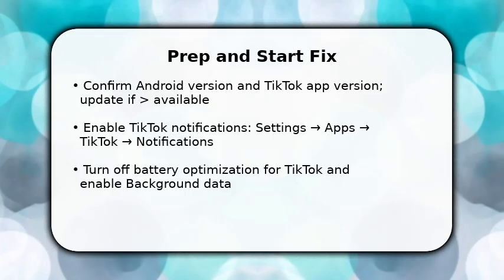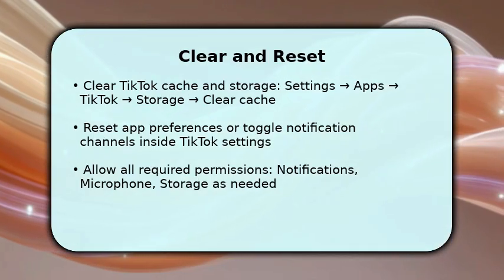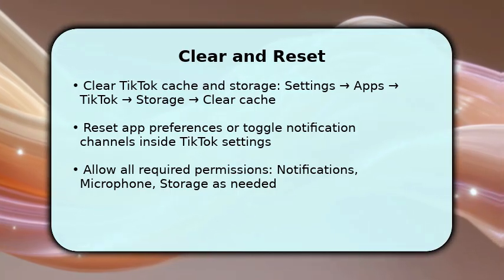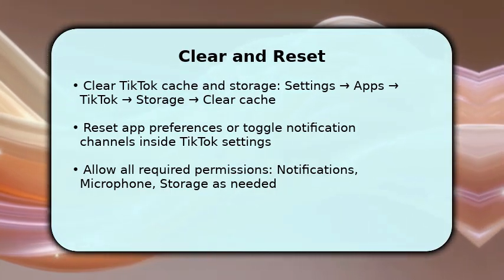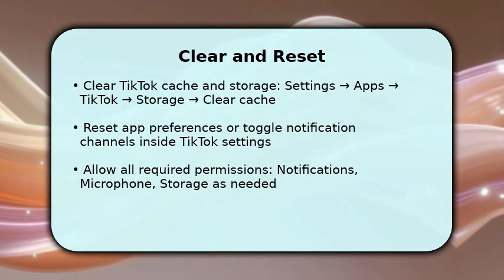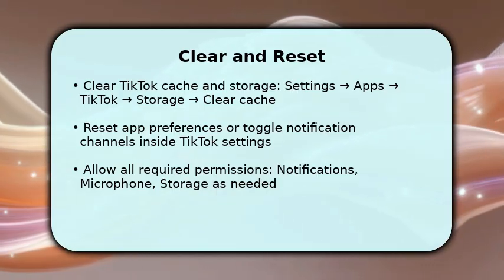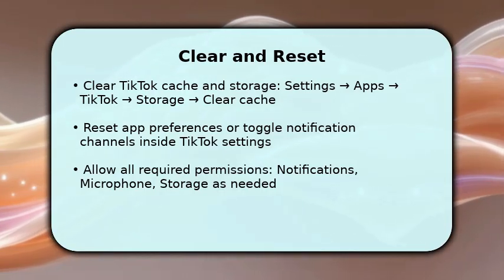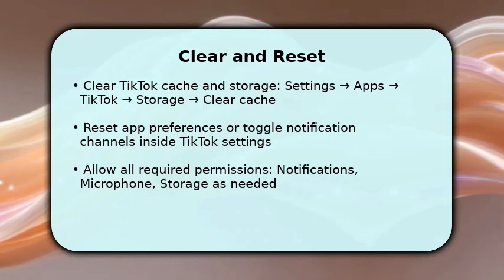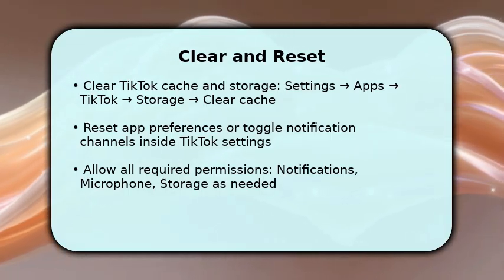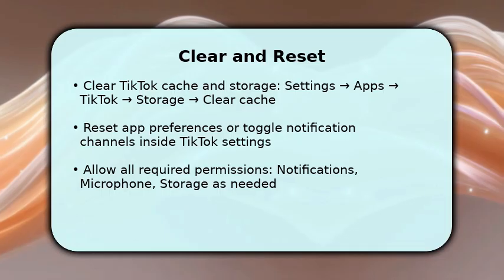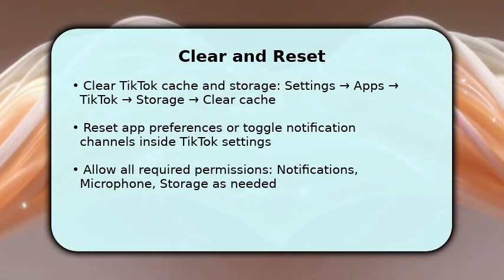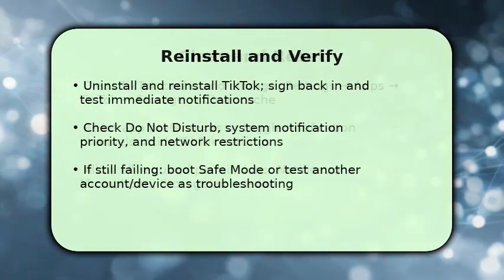Now you'll clear local data and reset what matters. Open Settings > Apps > TikTok > Storage and clear the cache. If notifications still fail, clear storage but backup drafts first. After clearing, go into TikTok's internal settings and check each notification channel. Toggle them off then on to re-register them with Android. Also reset app preferences in system settings if available. And confirm the app has all required permissions, so push tokens and channels can finish by reinstalling TikTok.